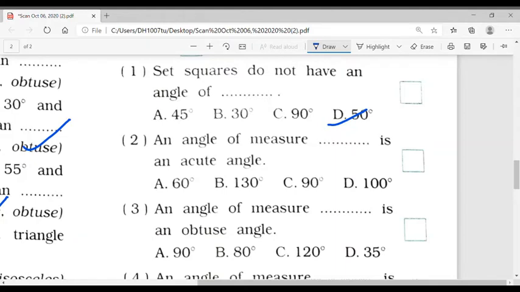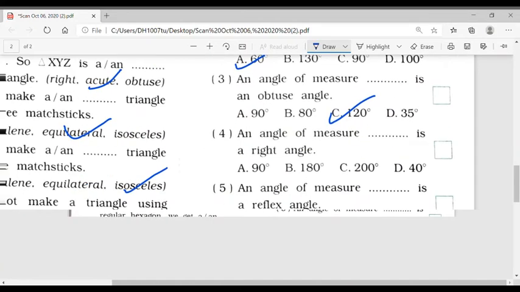Now question number 2, an angle of measure dash is an acute angle. What is that? Here so many angles are given. 160 is obtuse, 130 obtuse, 90 degree right angle, and D is obtuse. So an angle of measure 60 degree is an acute angle. Now question number 3, an angle of measure dash is an obtuse angle. That means more than 90. Very simple question here. Four options. The C option has the measure more than 90.